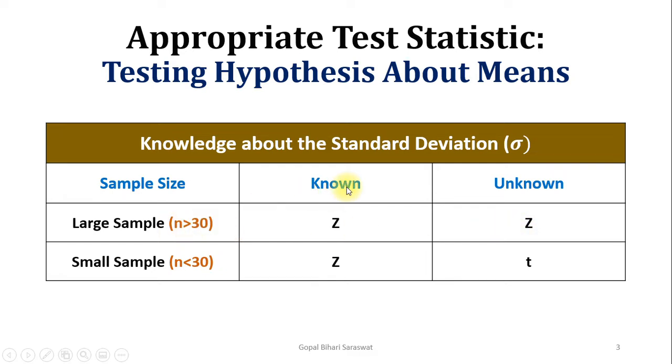So this means that whether the population standard deviation is known or unknown, if the sample size is greater than 30, you have to use z-test. But if you have a small sample, less than 30, and the standard deviation is known, even then you have to use z-test, otherwise t-test. So we can conclude that if my sample size is less than 30 and population standard deviation is unknown, I should use t-test; otherwise, in every case, I have to use z-test.